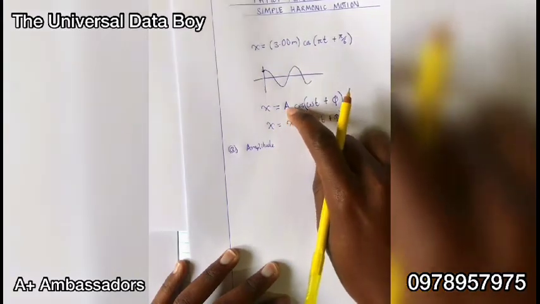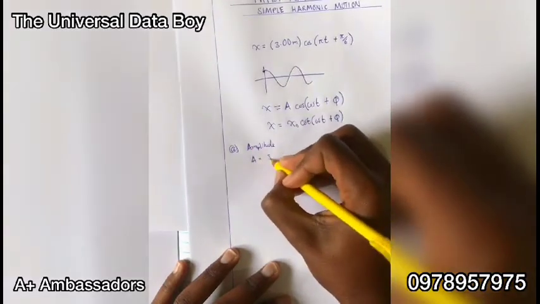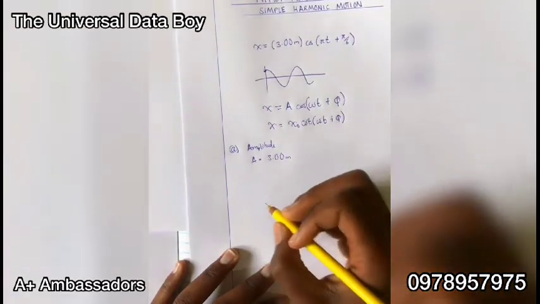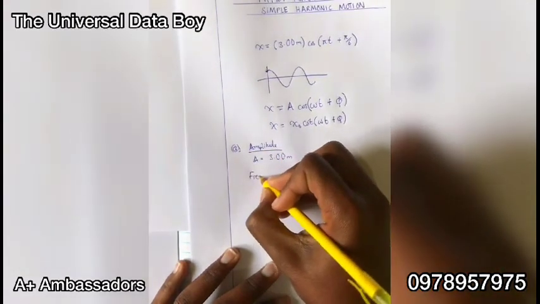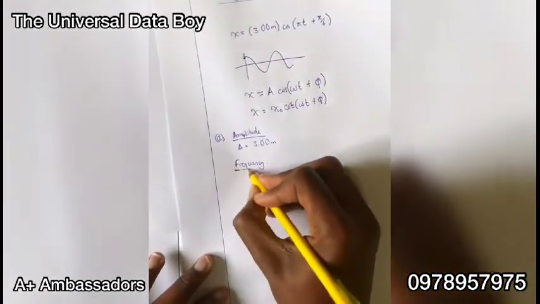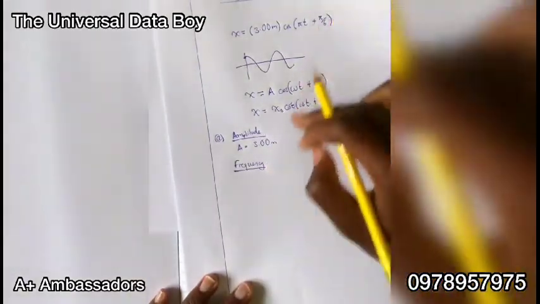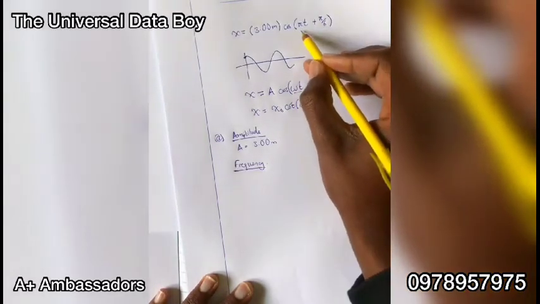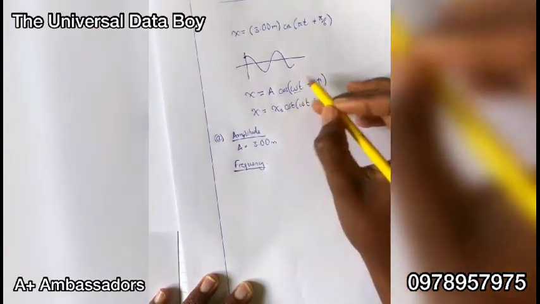So if we liken these two, we are going to find that the amplitude is simply 3.00 meters. And then we are also being asked to determine the frequency. We have determined the amplitude, now we are going to the frequency. We've not been given it directly, but when we liken these two equations, we find that wt is the same as pi t. So since t is equal to t, then w is equal to pi radians.